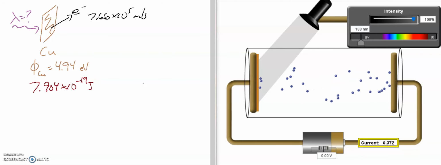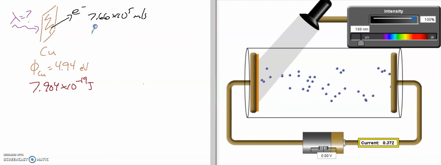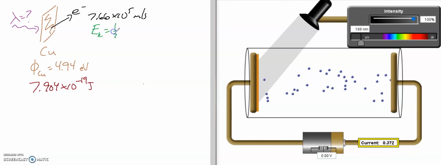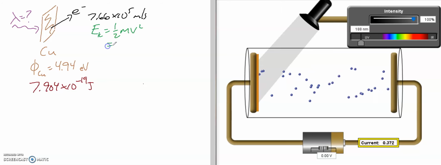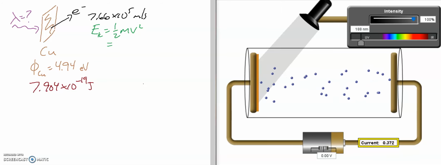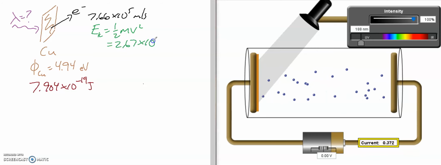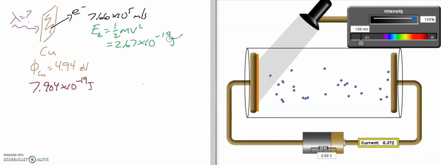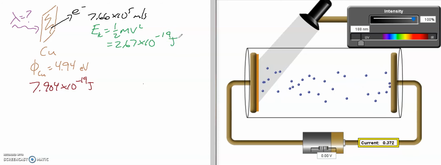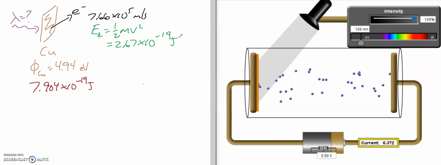I've got the kinetic energy of the electron. That's definitely solvable because I have got the speed of the electron. So let's use the 1/2 mv squared, and I can find the kinetic energy of the electron. And that gives me 2.67 times 10 to the negative 19 joules. Okay, so I've got my work function energy. I've got how much energy was absorbed by the material. I've got the kinetic energy of the electron.